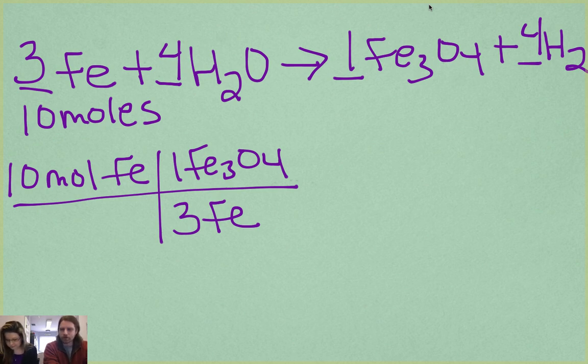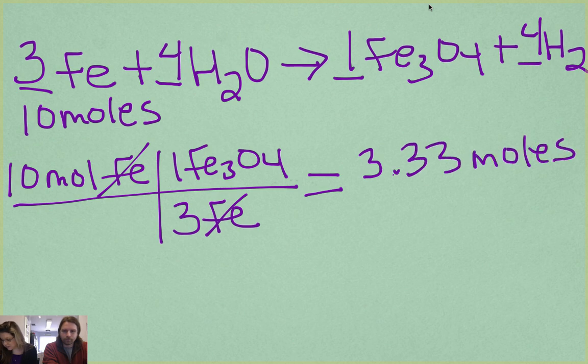So for every 3 moles of iron, you get 1 mole of Fe3O4. What you want goes on the top. Oh, I left off moles. That's okay, you guys know it's supposed to be moles. So 10 times 1 divided by 3 is 3.33 moles of Fe3O4. So if I start with 10 moles and I have enough water, then I will end up with 3.33 moles of the Fe3O4.